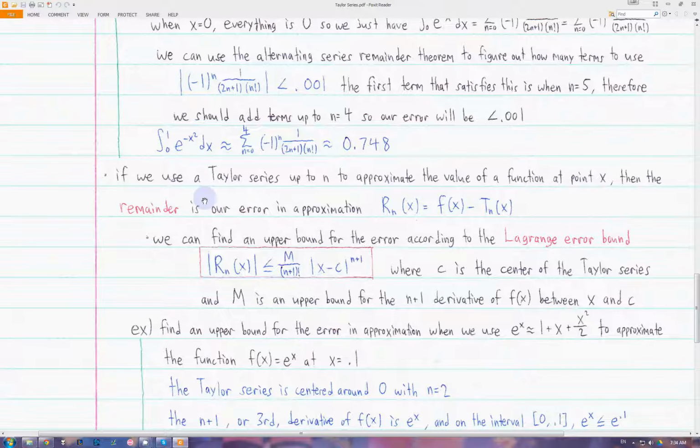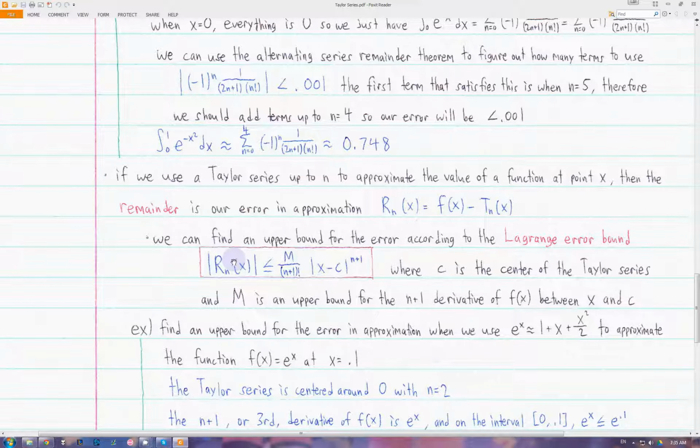So now we're going to look at more error and approximation using these Taylor series. If we use a Taylor polynomial up to n to approximate the value of a function at a point x, then we can define the remainder as the error in approximation. So the error is going to be the real value of the function minus the approximated value using a Taylor polynomial. It turns out we can find an upper bound for this remainder, and this is called the Lagrange Error Bound.